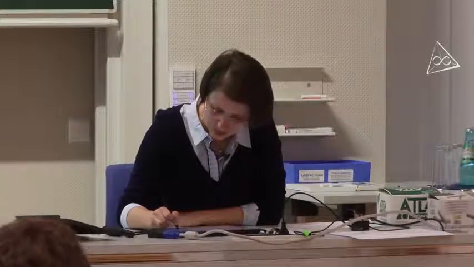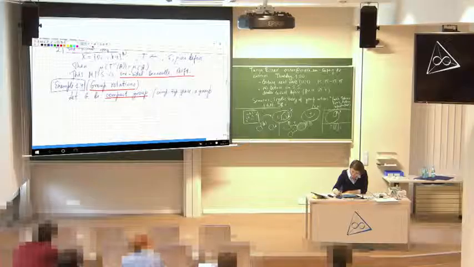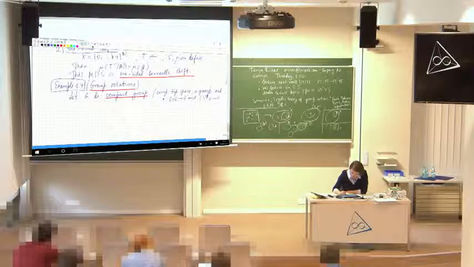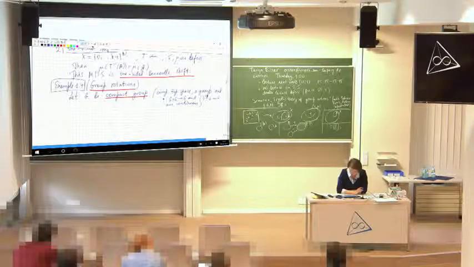But these two structures, the group structure and the topology, have something to do with each other. Otherwise, it's not a compact group. What does it mean? It means that the group operations, which are the multiplication or addition and taking the inverse, are continuous. So the group operation from G times G to G and the operation of taking minus one, the inverse from G to G, they are both continuous. This is a compact group.